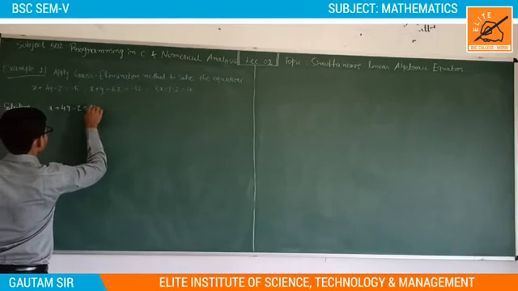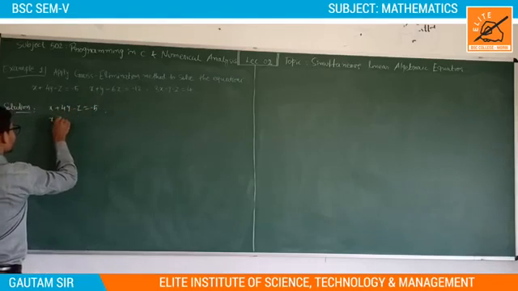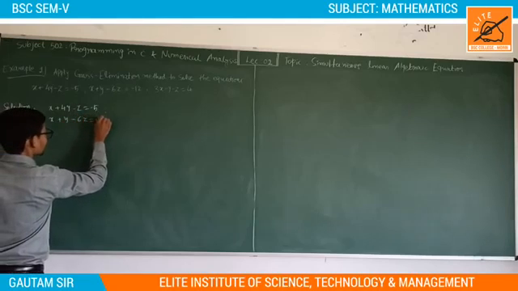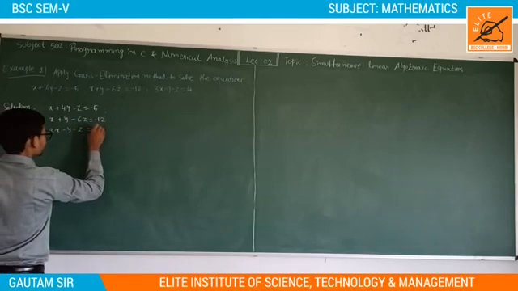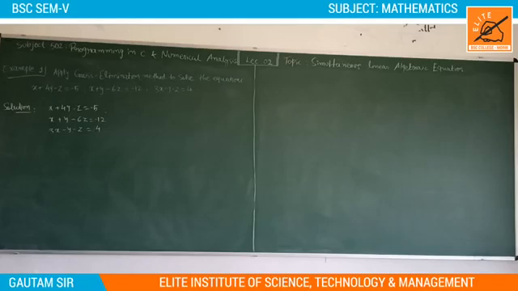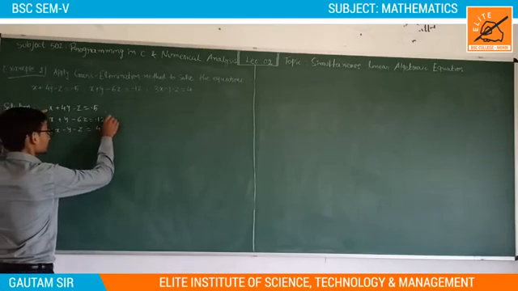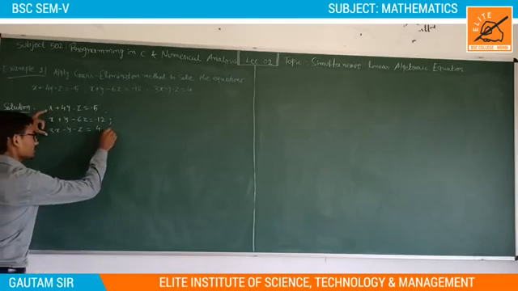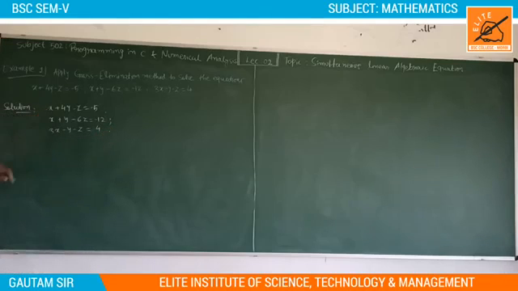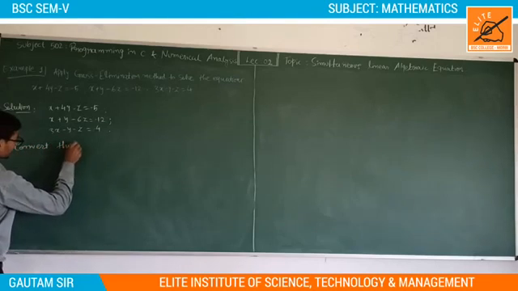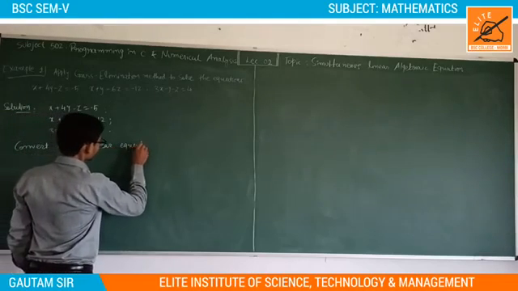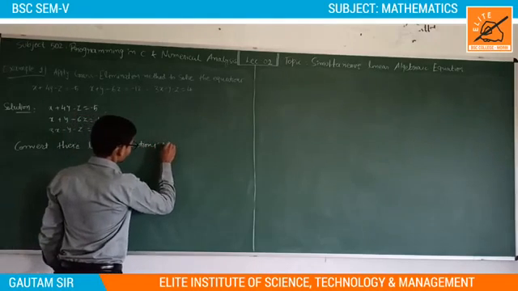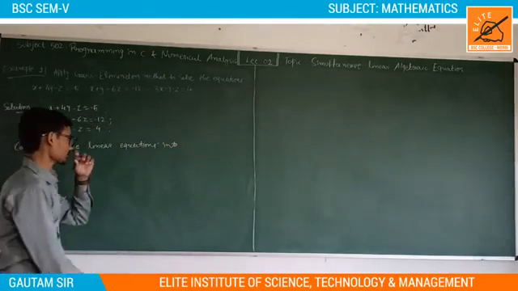The second equation is x plus y minus 6z is equal to minus 12. The third is 3x minus y minus z is equal to 4. That is our simultaneous linear equations. Convert these simultaneous linear equations into a coefficient matrix. So step 1 is to convert these linear equations into a coefficients matrix.